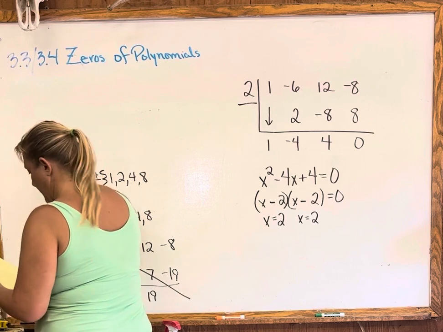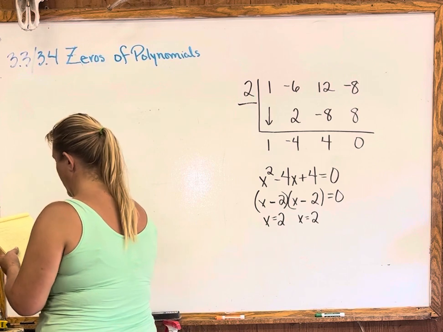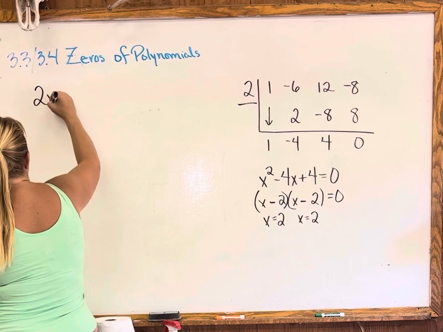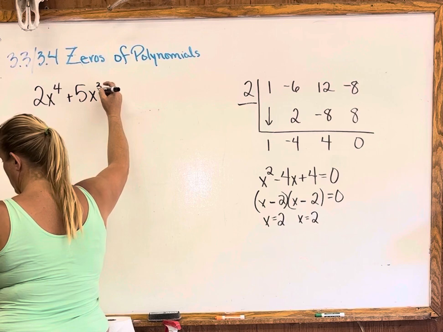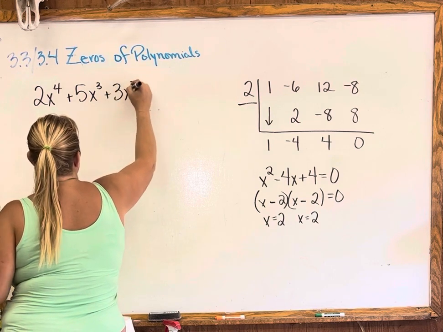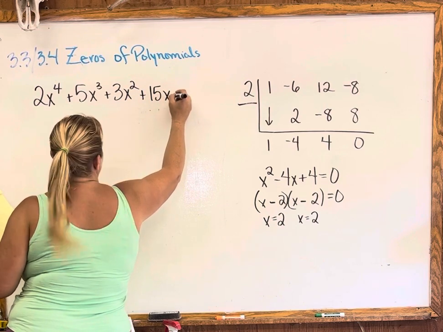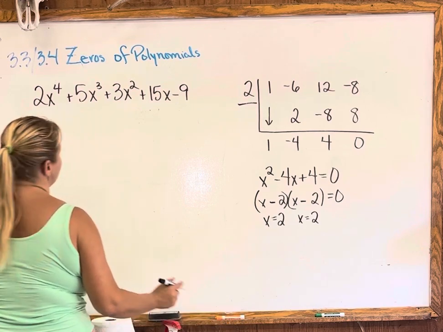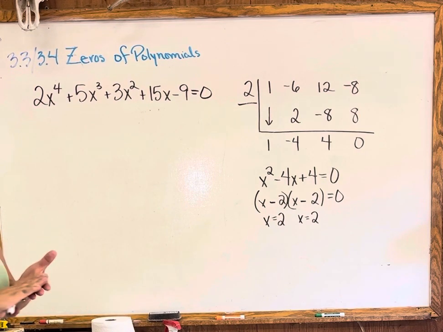Theorem up there. Let's see what I have this time. Oh, we got to do this one. All right, 2x to the 4th plus 5x cubed plus 3x squared plus 15x minus 9 equals 0, sorry. So 4 answers to this one, right? 4 zeros, nothing to factor out.